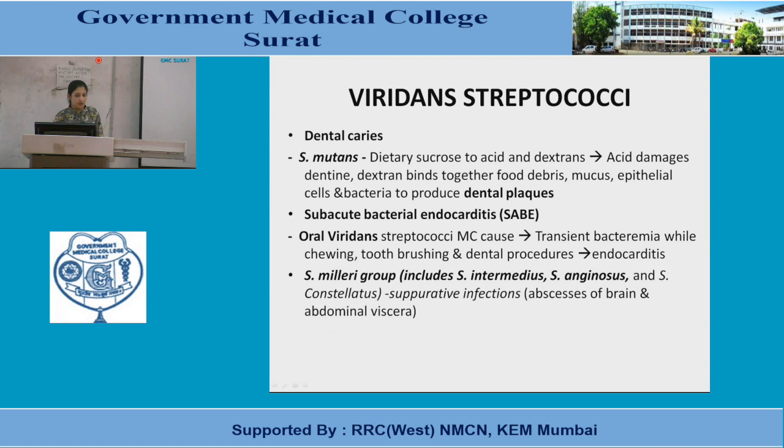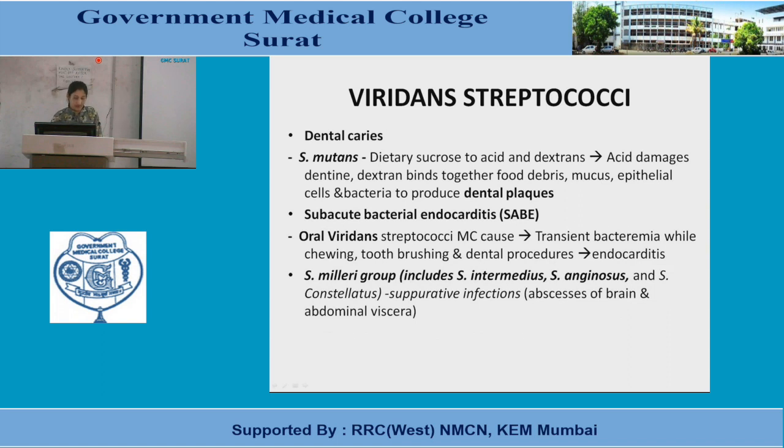Streptococcus mutans uses dietary sucrose, and it is converted into acid and dextran. The acid formed from this sucrose damages the dentine, and dextran binds together food debris, mucus and epithelial cells, and along with the bacteria they produce dental plaques.